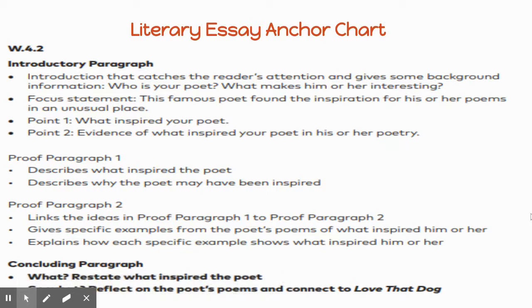It needs to first link the ideas from proof paragraph 1 into paragraph 2, give examples from the poem's poets of what inspired her. So it's going to give examples from Valerie Worth poems of what inspired her, and it's going to explain how each specific example inspired her. So you're going to give me proof from the text with explanation.